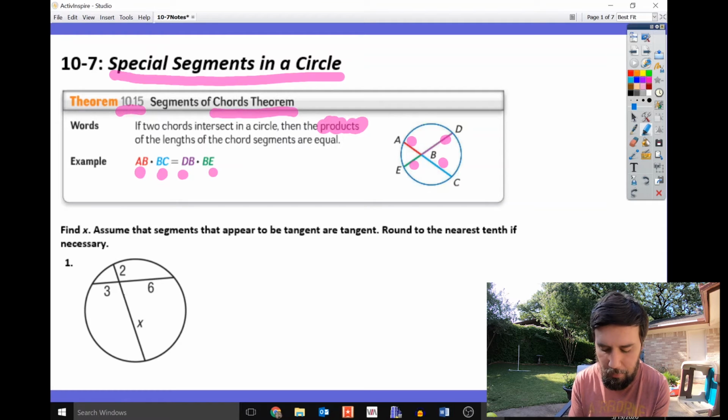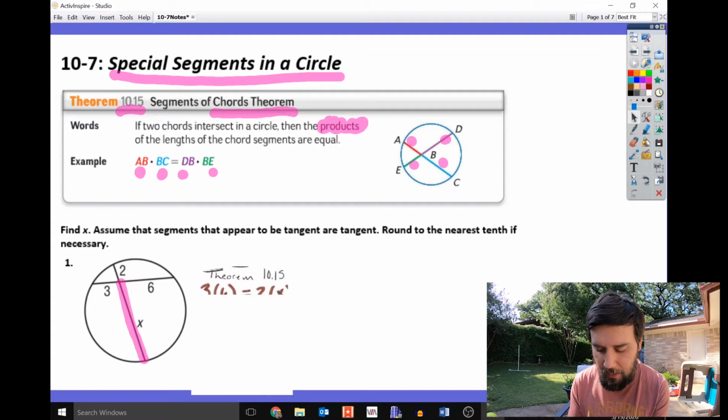For this problem, we want to find this segment of that chord, so I'm going to use theorem 10.15. The product of those two segments of that chord, 3 and 6, is equal to the product of the other two segments of the other chord, 2 times x in this case. So we have 3 times 6 equals 2 times x.